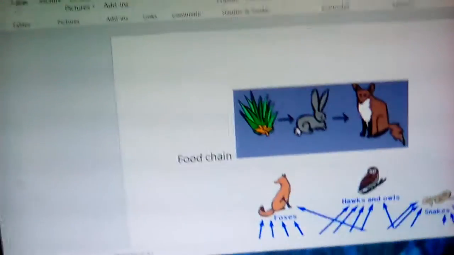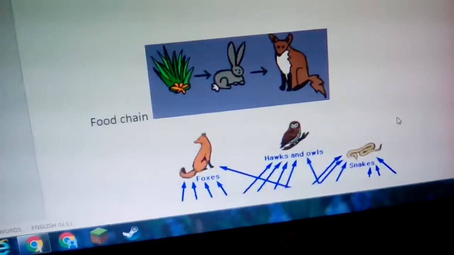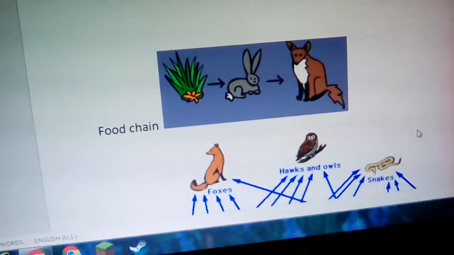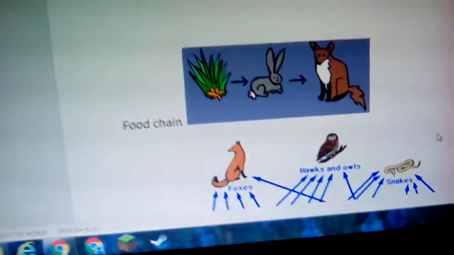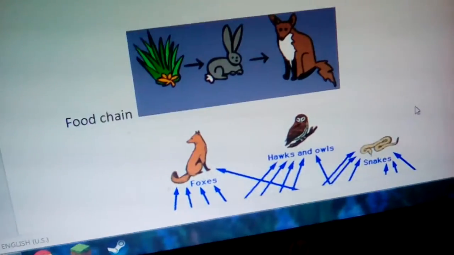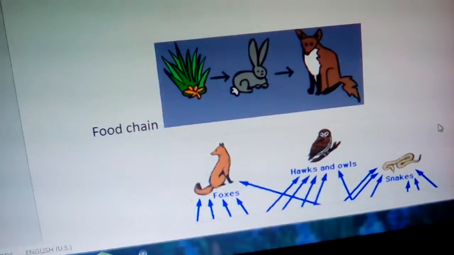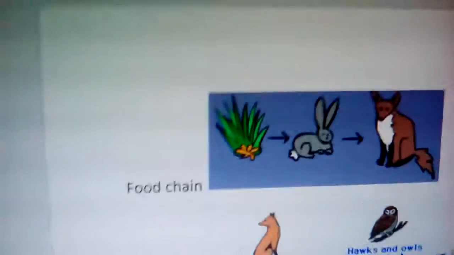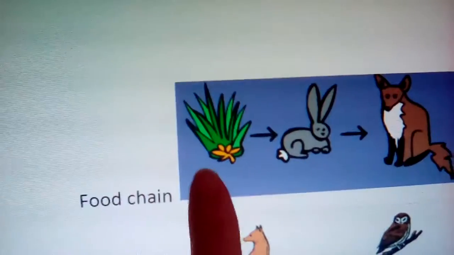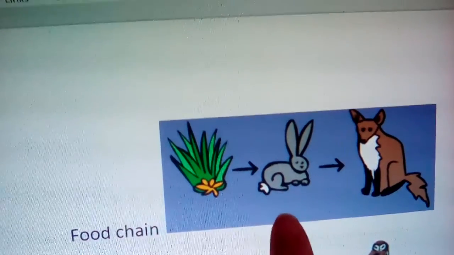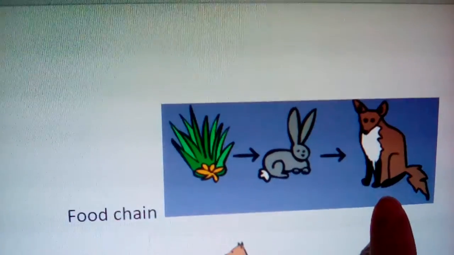Hello, everybody. I just wanted to talk to you a little bit more about food chains and food webs and give you a little bit more explanation about it to help you with some of those cards that you've been working on in science. So, the first thing that we're going to look at is a food chain. A food chain is this top one right here. Okay, there's a plant, there's a rabbit, and there is a fox right there.